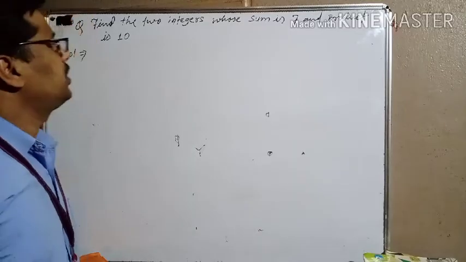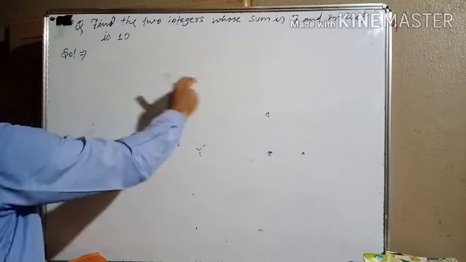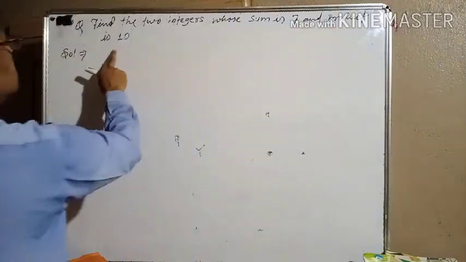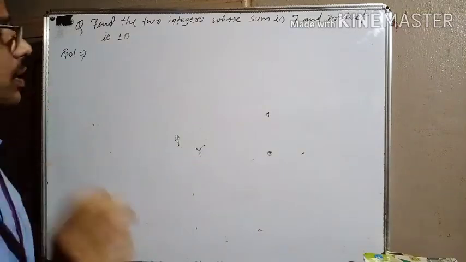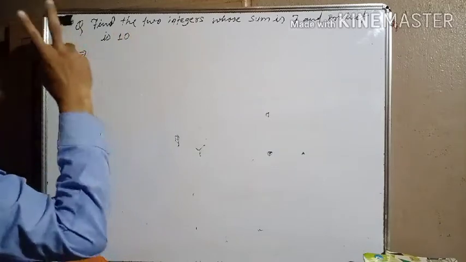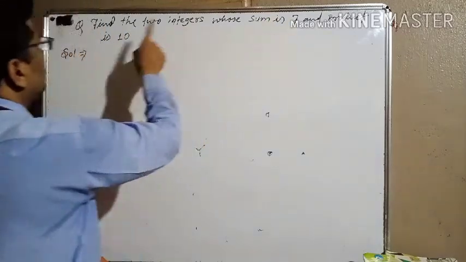Good morning, students. Today I will teach you how to solve this kind of question: Find the two integers whose sum is 7 and product is 10. How will you find them? It is very simple. Whenever you want to find two integers whose sum is 7 and product is 10, how will you do it?